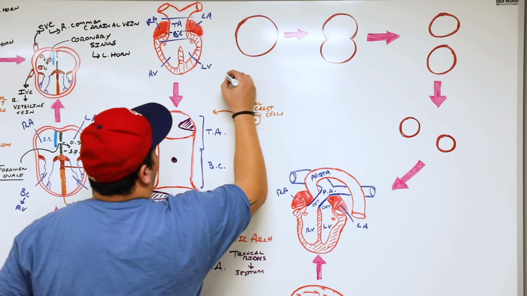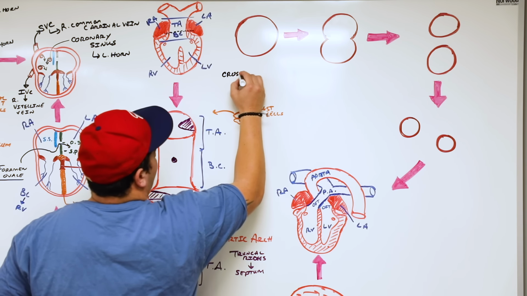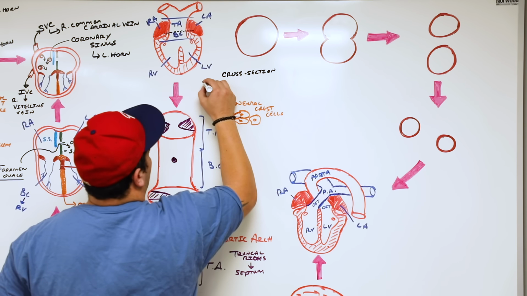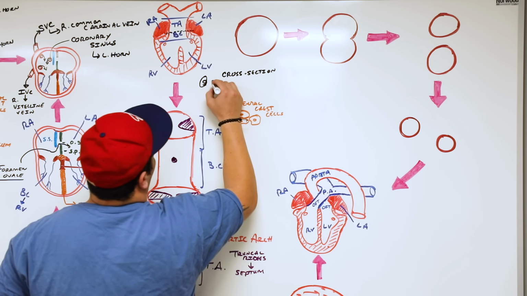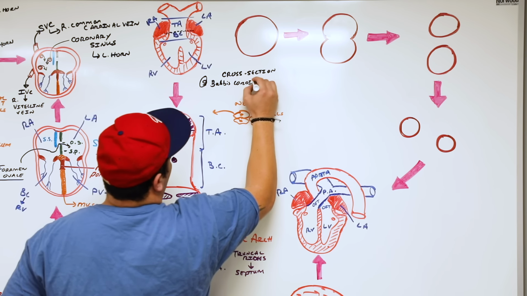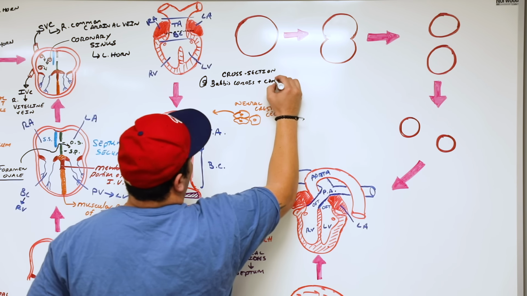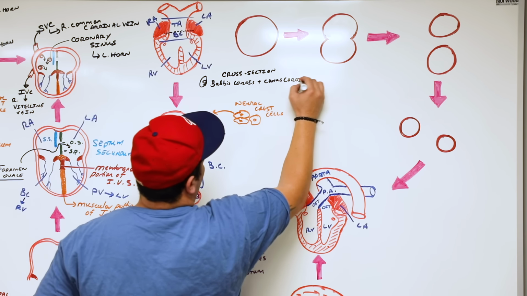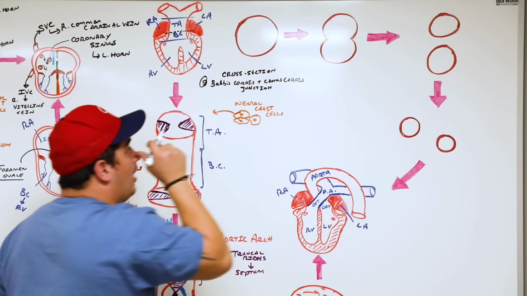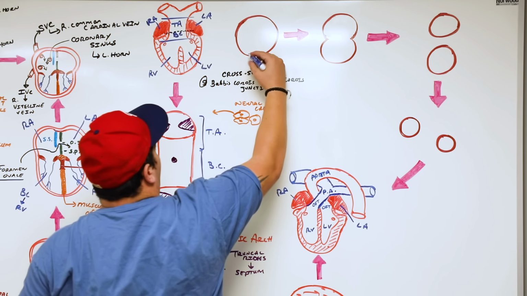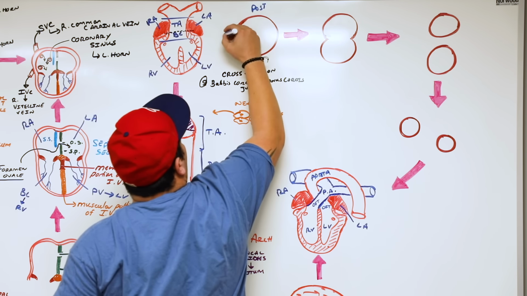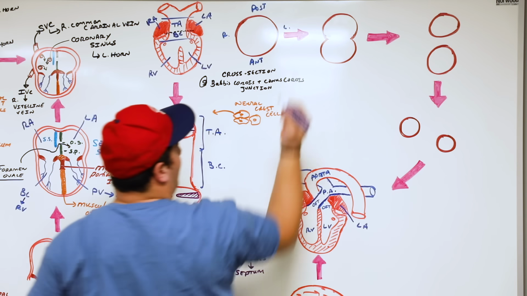So what we're looking at here is a cross section at the bulbus cordis and conus cordis junction. It's one heck of a thing there. Okay, in this view we have anterior here, posterior here, right side here, left side here.